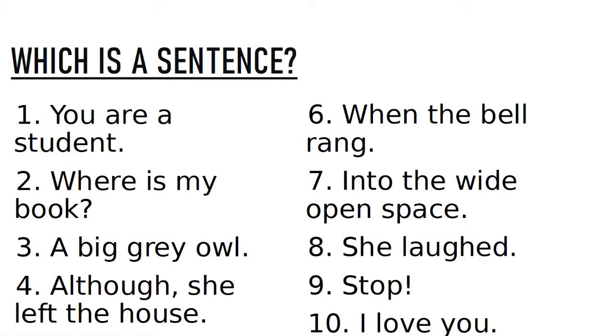Number 9, stop. Is this a sentence? Now this is a tricky one. Yes, this is called an imperative. What this means is that there's an understood subject. The subject is you. So the actual sentence is you stop. And that is a complete sentence. Number 10, I love you. Yes, that is a sentence, and that's a great way to remember the subject, the verb, and the object of a sentence. I hope you'll refer to that easy sentence to remind yourself how to identify the subject and the object and the verb.